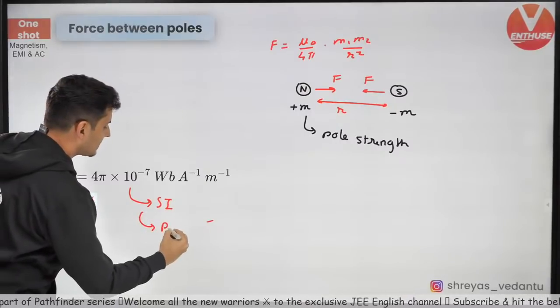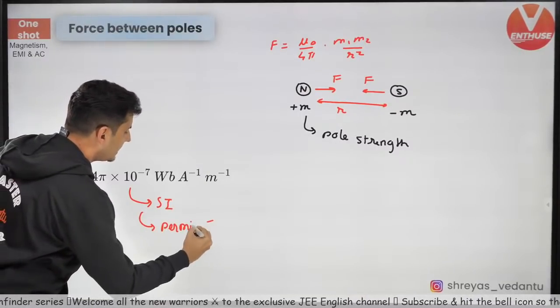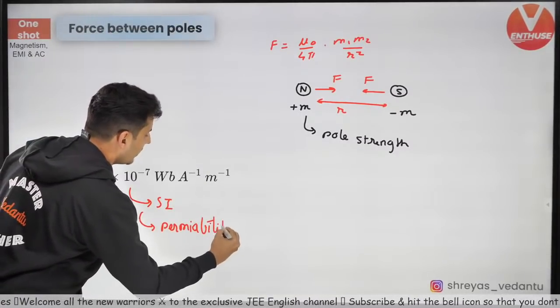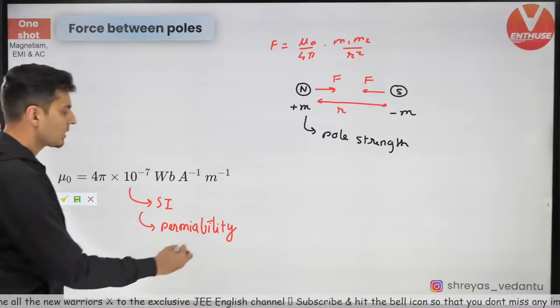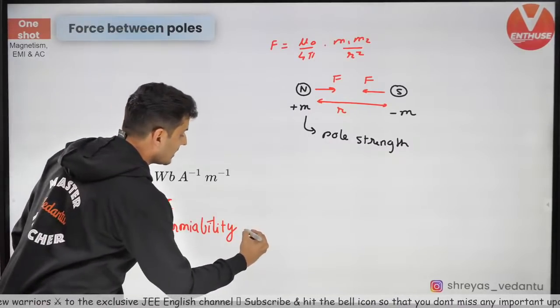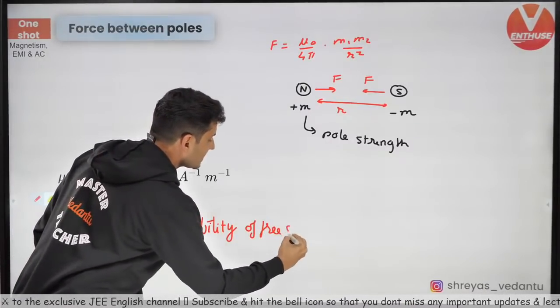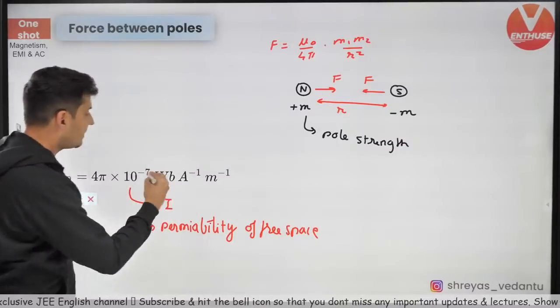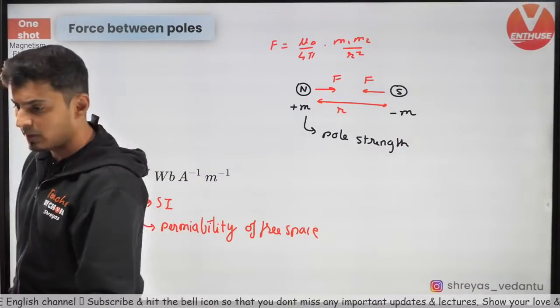This is also called as the permeability of free space or vacuum. So mu naught stands for permeability of free space or basically vacuum. You should remember these values. Everybody remembers this?